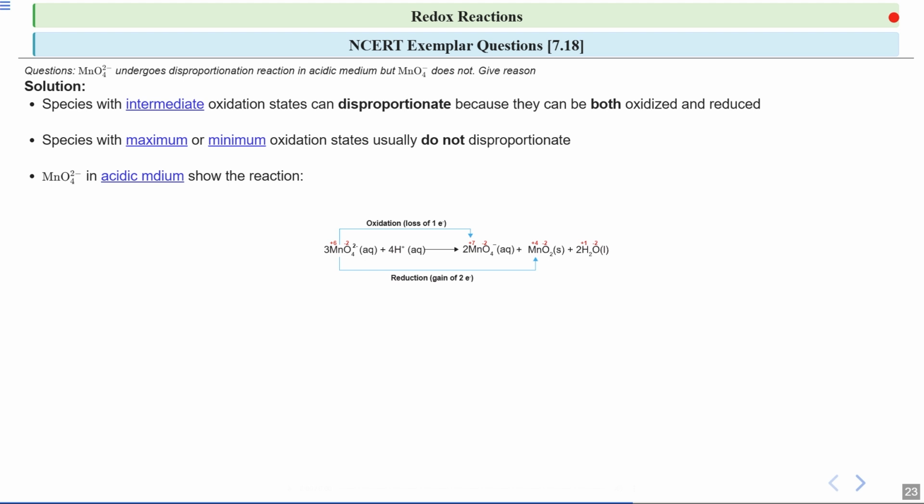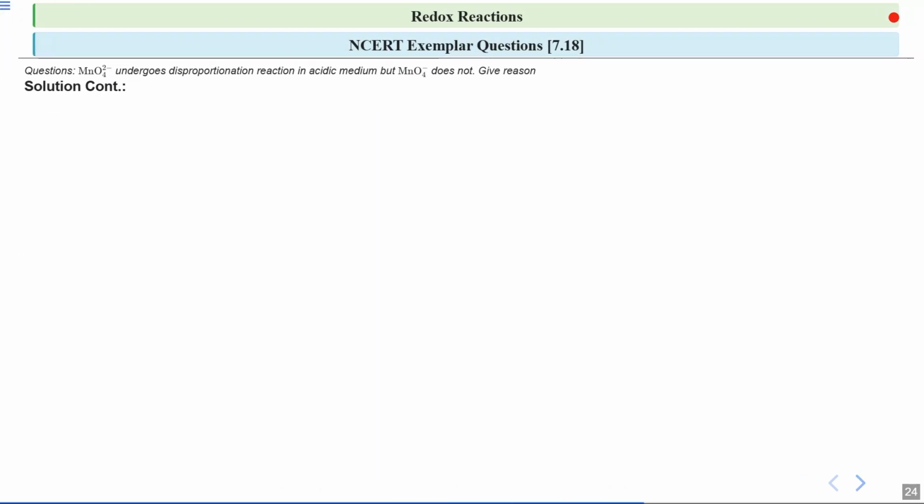Now, you can write this equation. It will make things simpler. But from the previous information also, you can say that MnO4 2- can undergo disproportionation. How? Let's see. So what is the equation that we got? It is MnO4 2- plus 4H+ giving us 2MnO4-, MnO2 and 2H2O.